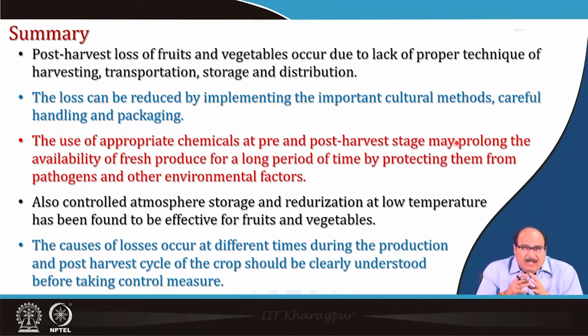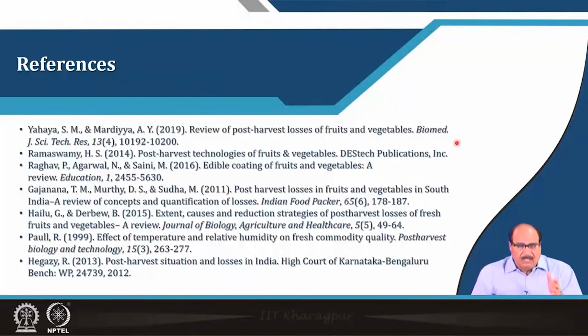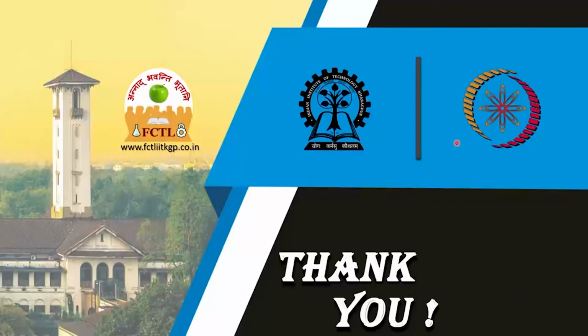The causes of losses occur at different times during the production and post harvest cycle of the crop, and obviously it is important that these causes be properly understood. Because if you have properly understood the main cause, it becomes easier to take preventive or control measures. So, these are the references which have been used in this lecture.